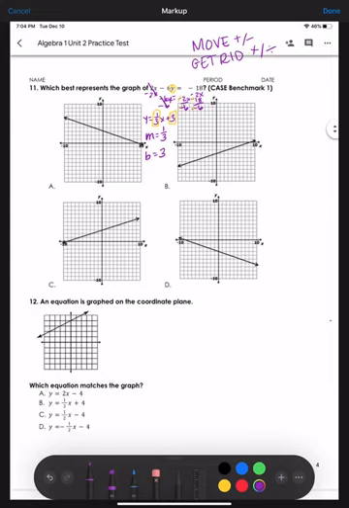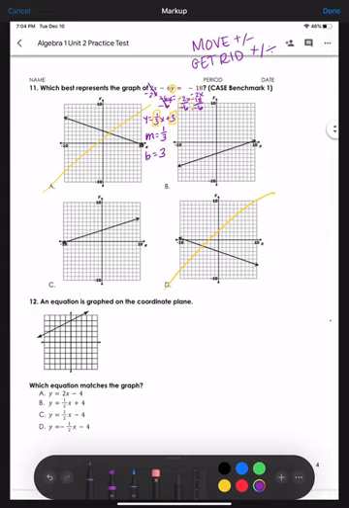So once again, I'm just going to check each one. If my slope is positive, the line should be going up. So A, the line's going down. This cannot be right. B is going up, C is going up, D is going down. That cannot be right. So really quickly, I'm able to get rid of 2 of the options.